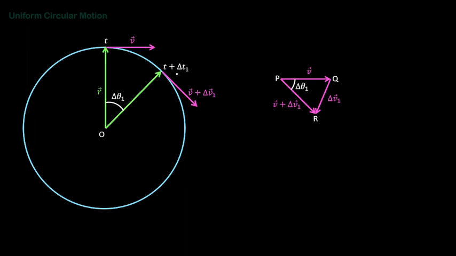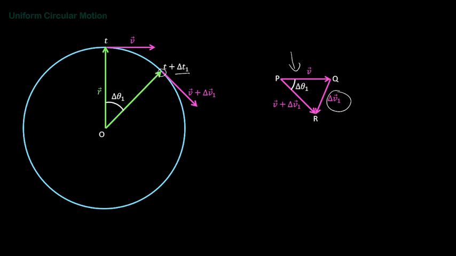Now, after the time delta t1, we have this picture. The particle is present here. This is the velocity vector at the final moment. This is the initial velocity vector, and these two vectors have been brought here to find the change in velocity. The change in velocity is delta v1.